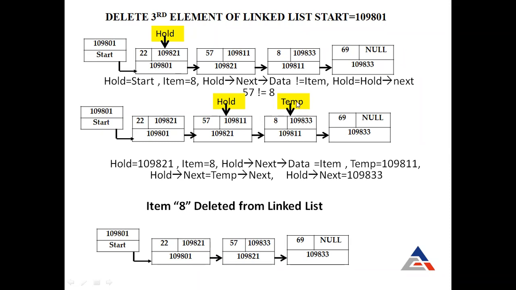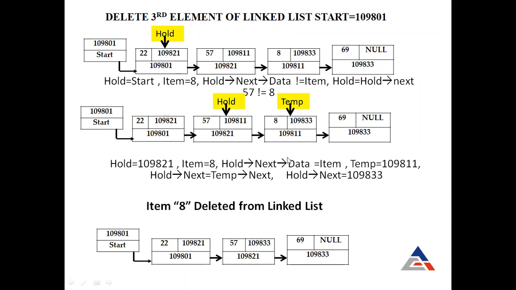Fine. So I take a new variable temp and assign the address of this node to the temp variable. Hold of next is equal to temp of next. What is temp of next? 109833. So it means this value gets changed. This value will become 109833 because I want to remove this particular node.